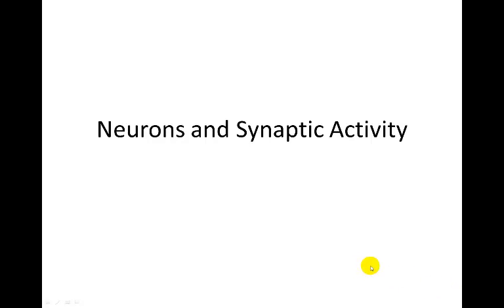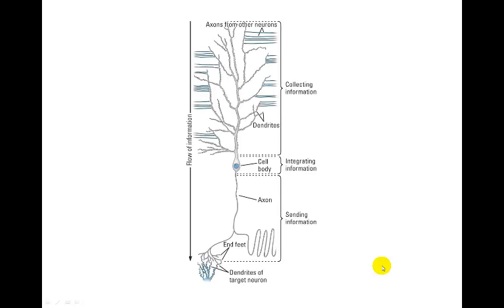Neurons and synaptic activity. Just a reminder that this is what a neuron looks like. Up here we have the dendrites, and you can see connections. The dendrites, their role really is to collect information from other cells. So these would be synapses from other cells that you see coming in.